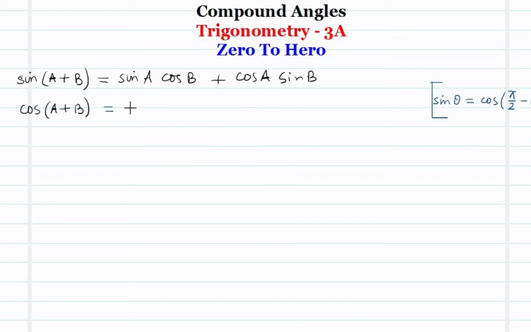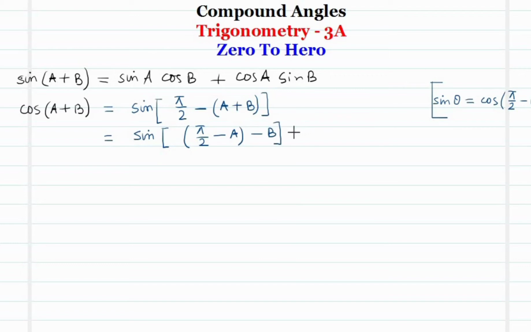So cos of a plus b is same as sin of 90 minus theta, and here theta is same as a plus b. So we can write it in this form: sin of pi by 2 minus a minus b, that is same as sin of pi by 2 minus a plus of minus b. Now everything over here is of the form sin of a plus b, where pi by 2 minus a is one angle and minus b is the other angle.